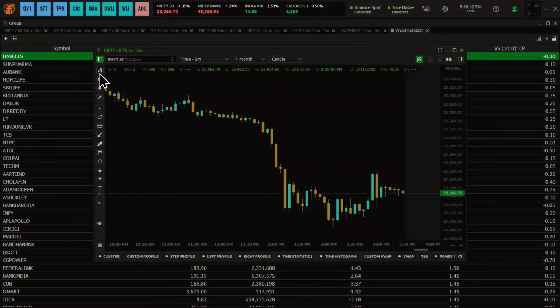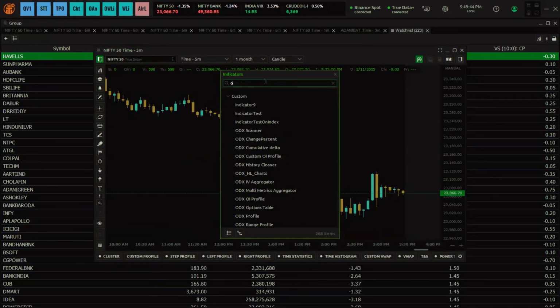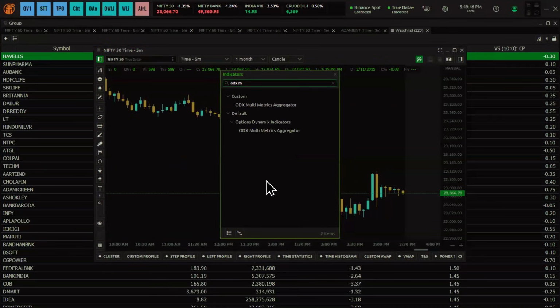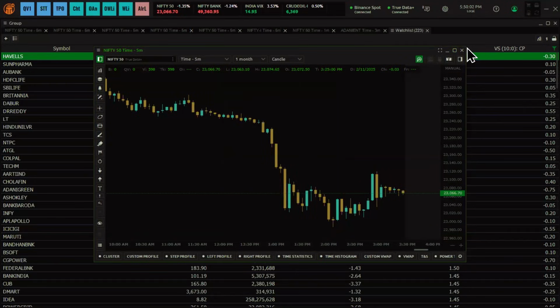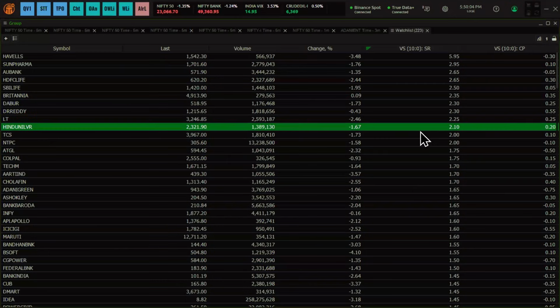It's an open one. And lastly, I have not talked about one more indicator because this is now not really that useful because of the total buy sell aggregator. Before total buy sell aggregator, there was an indicator multi-matrix aggregator. But now total buy sell aggregator is the advanced version of this. So you may skip this indicator, or if you want to, you can use it. So this was the overview of all the ODX indicators.